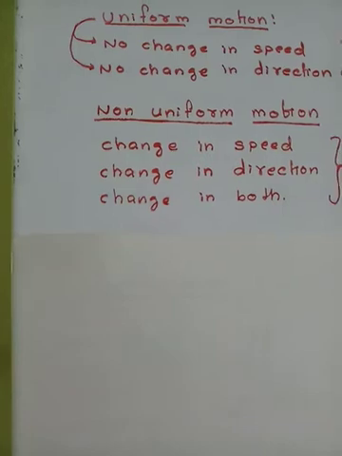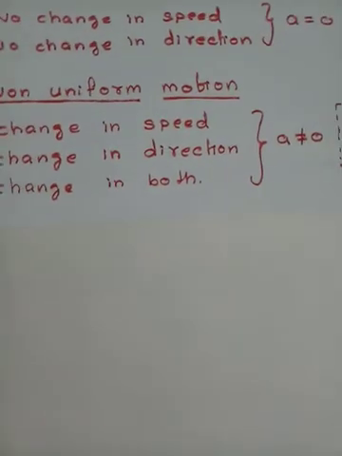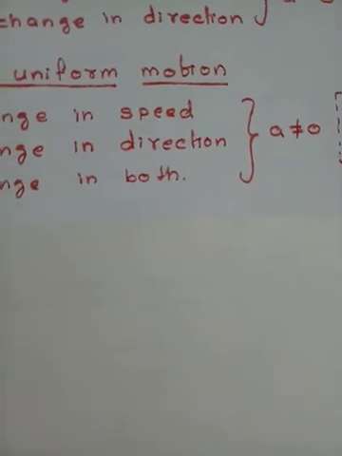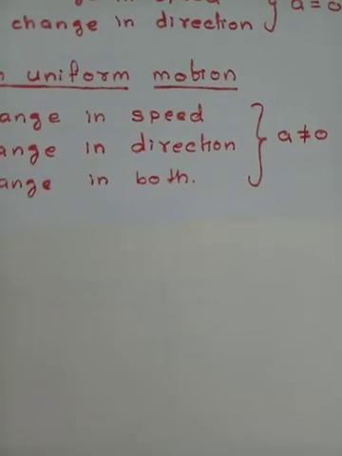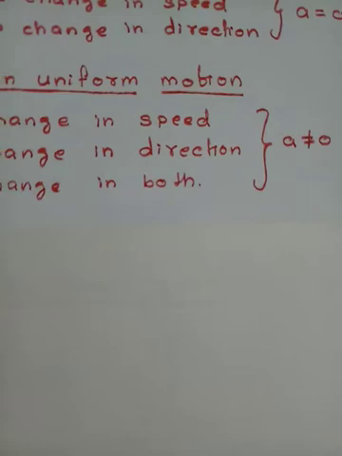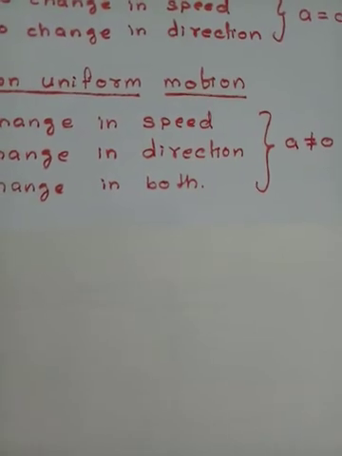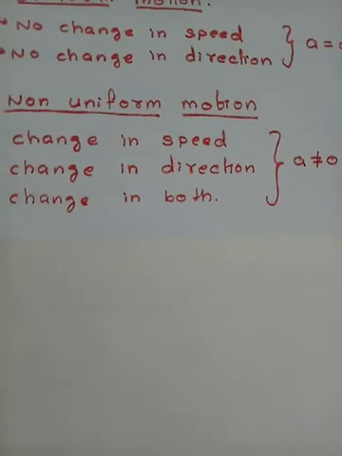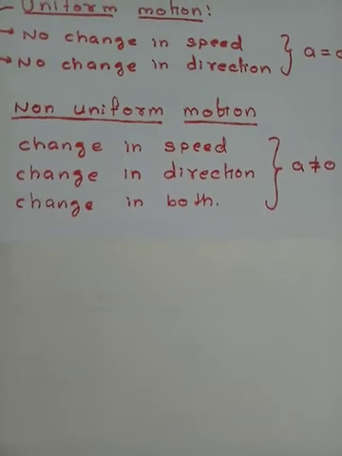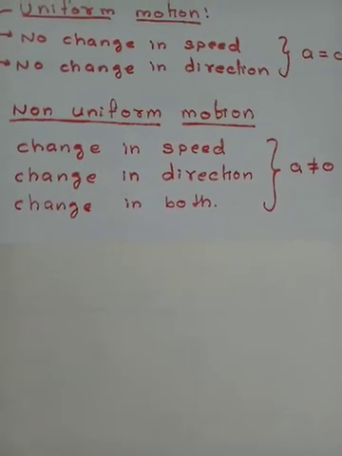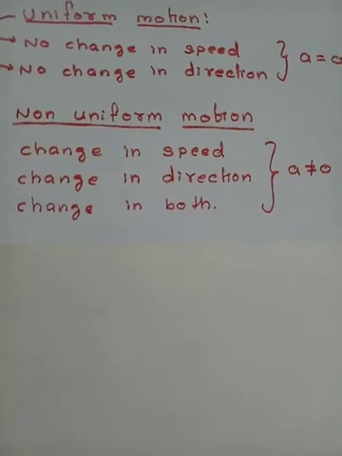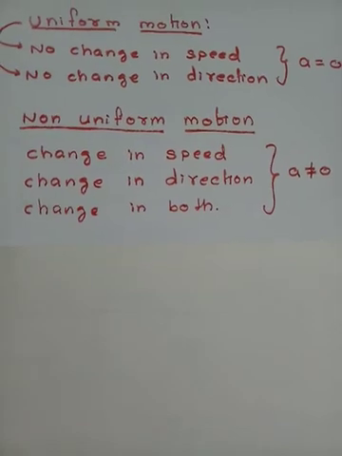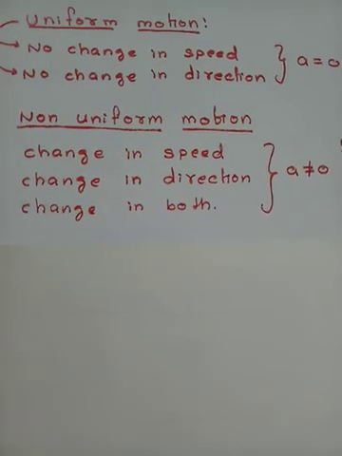And the mathematical meaning of it: acceleration of the body is not equal to 0. It can be a positive number, it can be a negative number. If acceleration is positive, that is, if a is greater than 0, then the speed is increasing. That means it is accelerated motion. And if a is less than 0, it would mean that the object is retarding, the object is decreasing its speed.